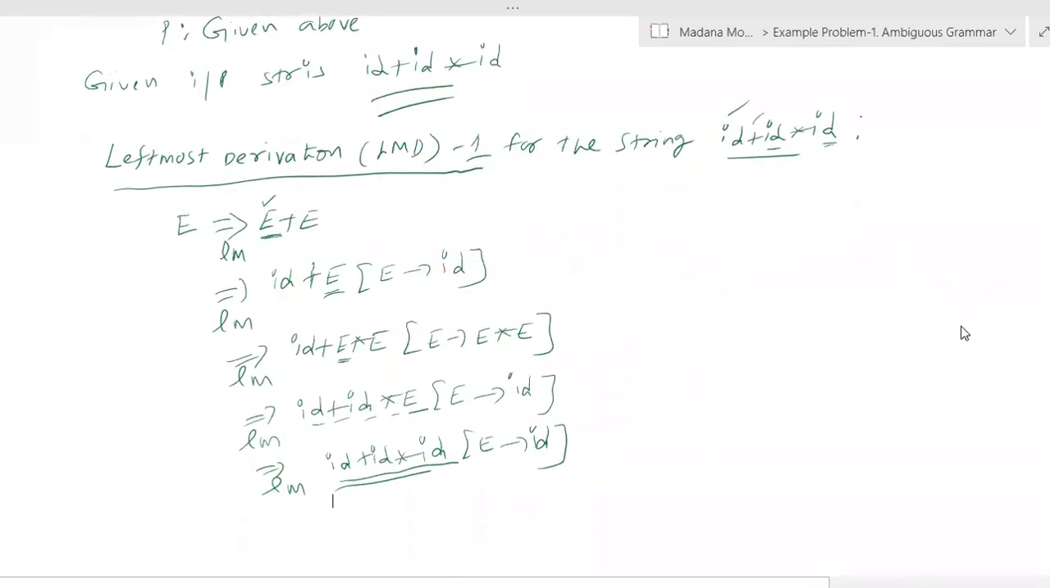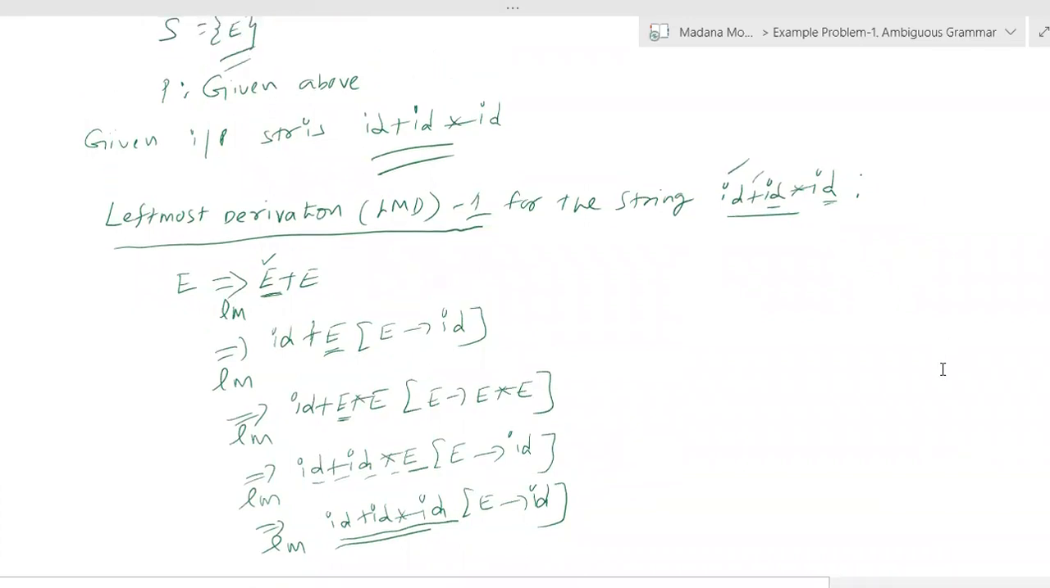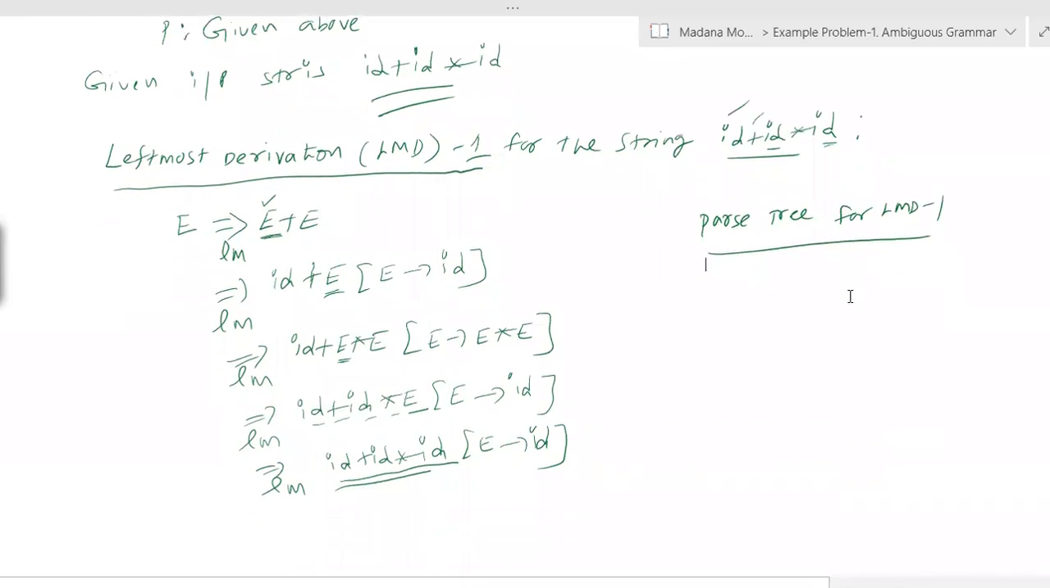Now similarly, you can draw its derivation tree or parse tree also. So the parse tree for LMD1, we know how to draw it. First you take the starting variable as root. So E is the root. Then the first step we did, E derives E plus E. So E plus E are the children of E. These are all connected to E from left to right. So first you take E, then you take plus, then you take E.